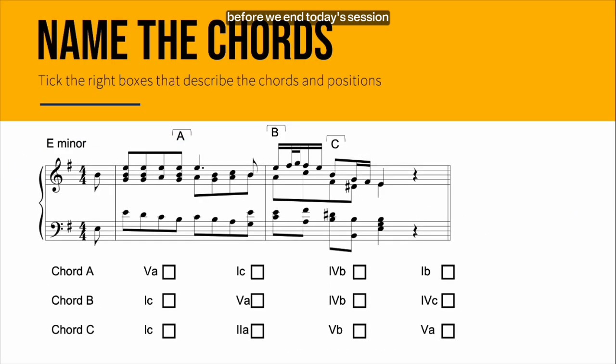Before we end today's session, let's have a look at a sample exam question. We are asked to name the chords by ticking the right boxes that describe the chords and positions. The key given to us is E minor, and we have 3 chords to name. Pause the video and try it out now.